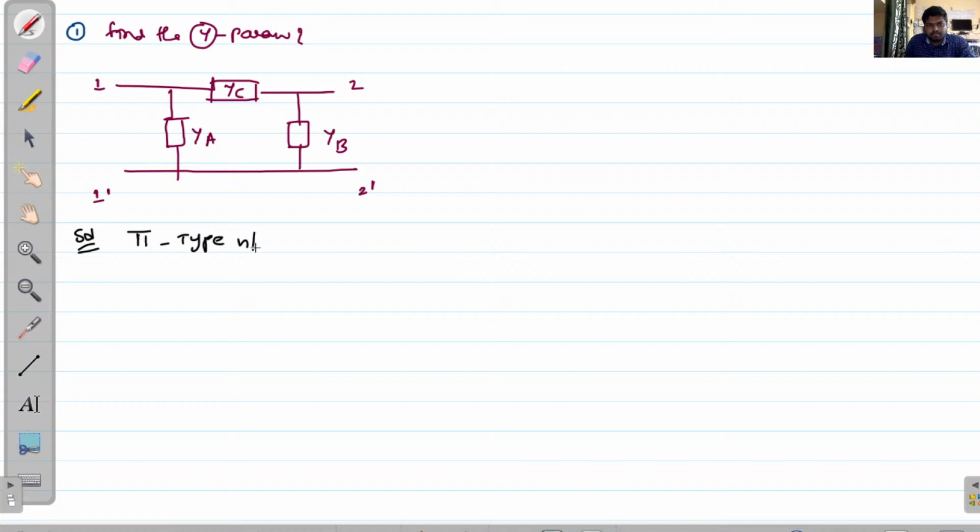Pi type network, also called a delta network, right? If you consider these two nodes as one single node, it will form a delta network. For example, this is one impedance, this is another impedance, and this is another impedance. By connecting these two nodes as a single node, the resultant network is like this, which forms a delta network. So a pi type network is also called a delta network.